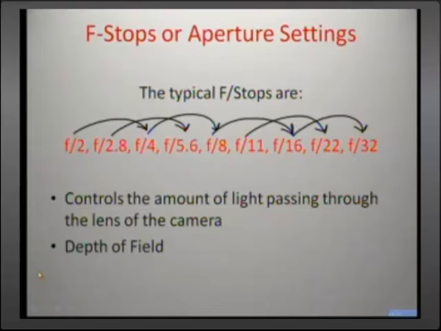Let's talk about what the aperture or the f-stop's purpose is, or what it does. It controls the amount of light that passes through the lens of the camera. Okay, now the difference between that and the shutter, don't forget, the shutter controls the amount of time the shutter is open. This controls the amount of light that passes through the lens of the camera. And then the second thing the aperture does is it controls depth of field. And we will show examples of that here too in just a moment.